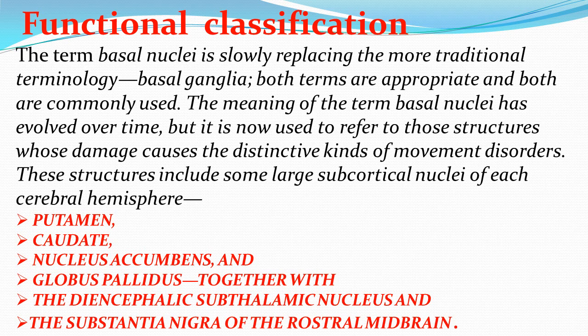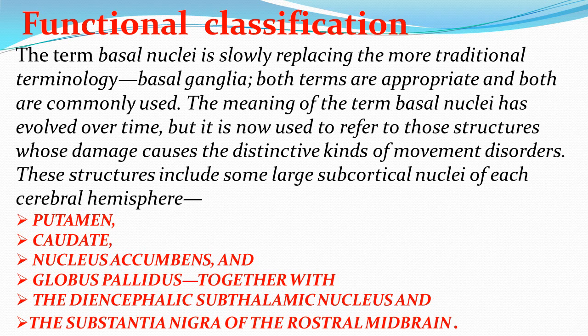Now another classification of basal nuclei is known as functional classification. It includes some other nuclei which are related functionally with the basal nuclei. The term basal nuclei is slowly replacing the more traditional terminology, basal ganglia. Basal ganglia is a misnomer. The mass of grey matter inside the CNS should be known as nuclei. Both terms are appropriate and both are commonly used.